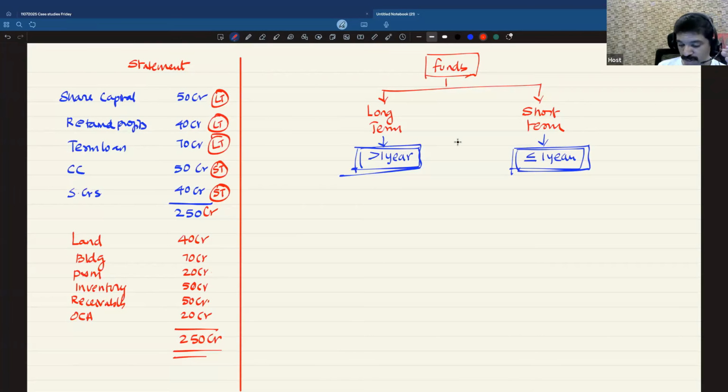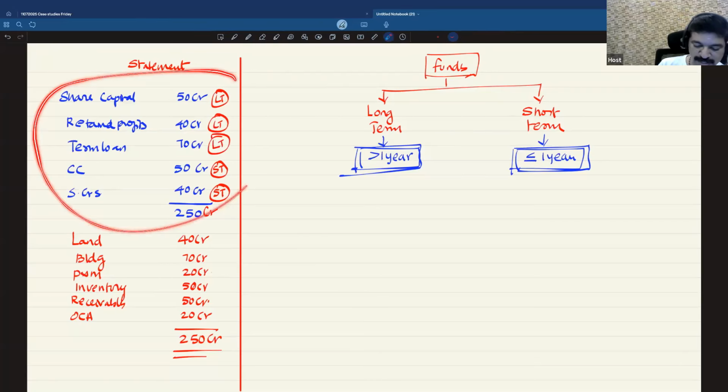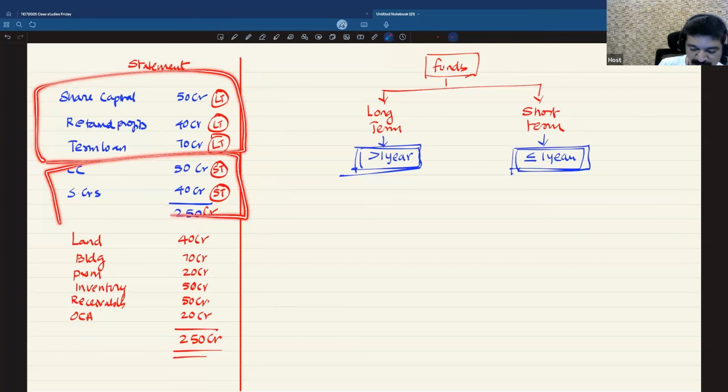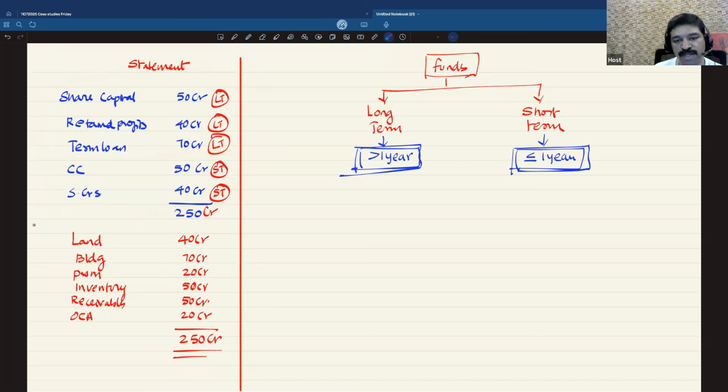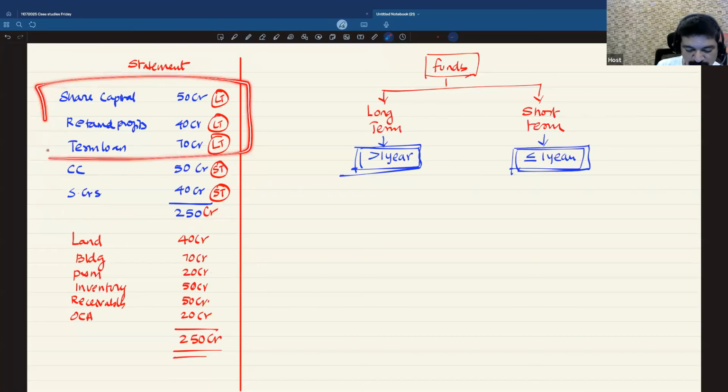Okay, now look what we have done. The statement we prepared, where we had put all the eggs into a single basket, has now been divided into two baskets. One is the long-term source of money. The other one is the short-term source of money.